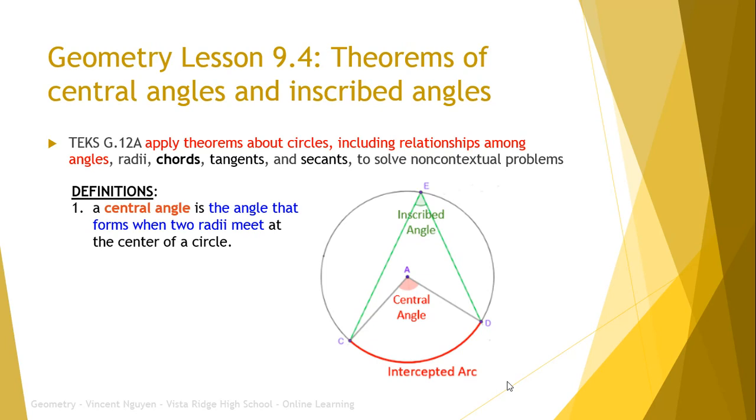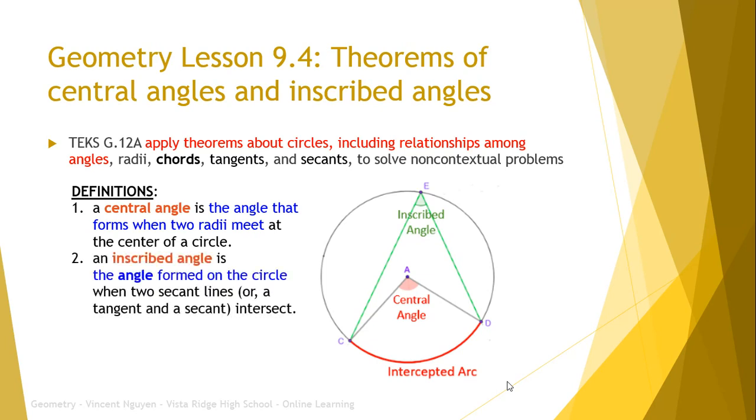Next is the inscribed angle. The inscribed angle is the angle that is created by either two secants, two chords, a secant and a tangent, or a chord and a tangent. This angle is on the circle, right? The vertex is on the circle. Inscribed means that the shape is inside the circle.